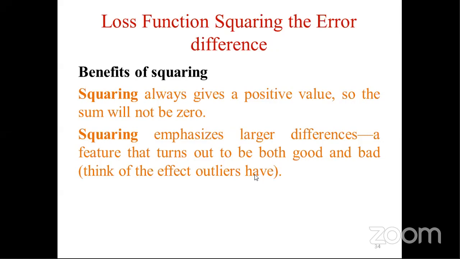So whenever you do squaring, maybe in a machine learning model or a deep learning model, usually people will think, why should I square? Without squaring also I'll get the same difference. By squaring, what are the advantages? It always gives you a positive value, and it will say how much the difference is from the original point.